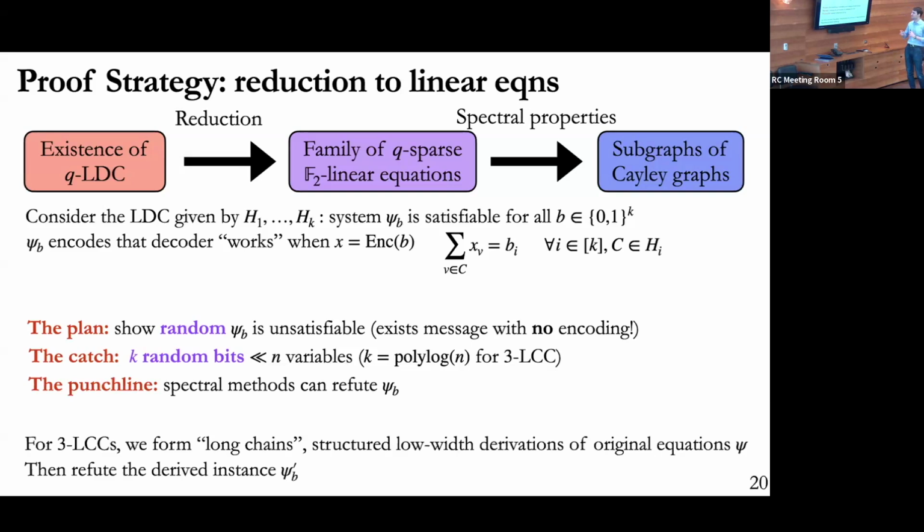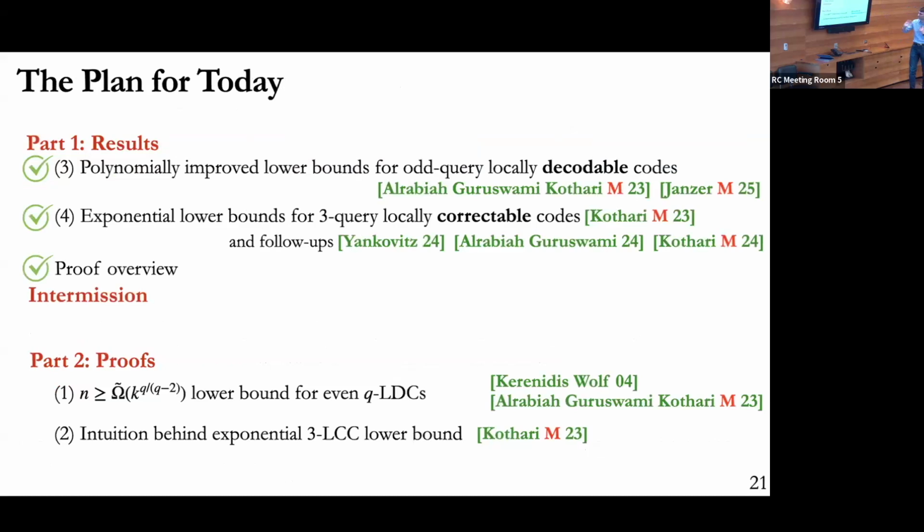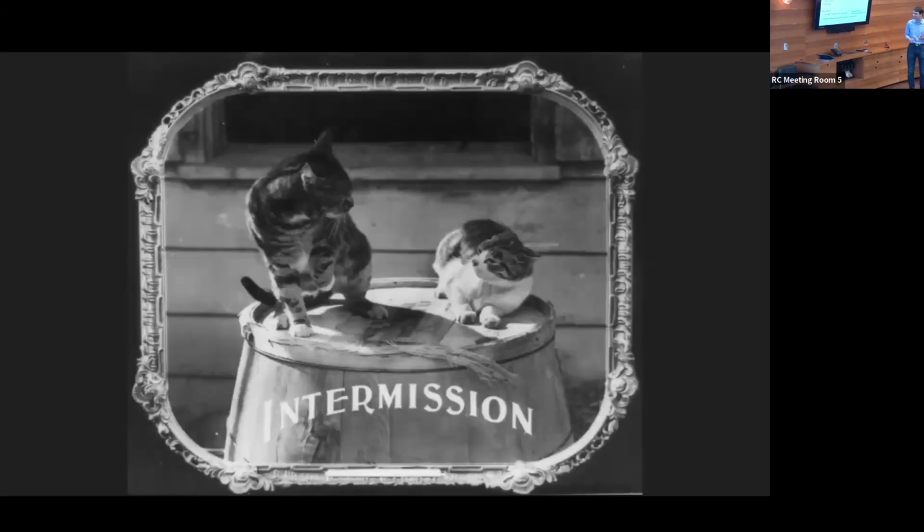For LCCs, there's something a little bit tricky that's going to go on, where we start off with a system of homogeneous linear equations, and this approach wants us to have this random b. So we're going to convert it to an instance which has these random b's on the right-hand sides, by starting with the original system of equations and deriving new equations from it, and then we'll refute the derived instance instead. There's something a little more complicated going on in the LCC case, but more or less the picture is the same. So that's the strategy, that's the proof overview. And now it's time for our break.